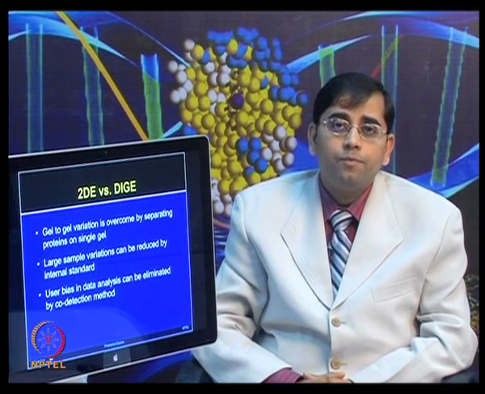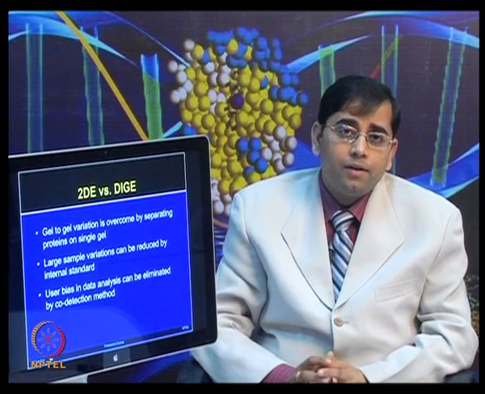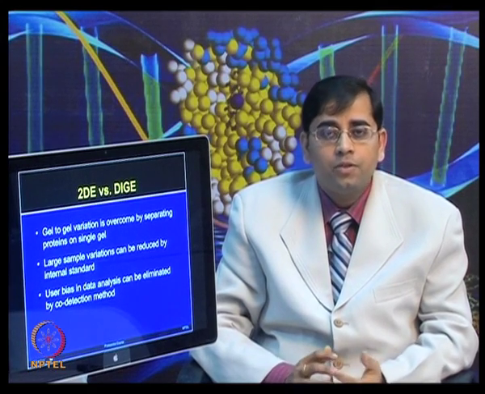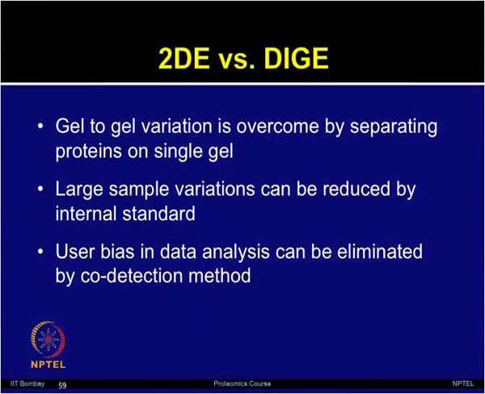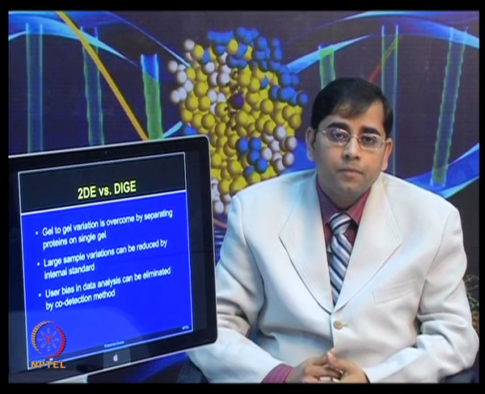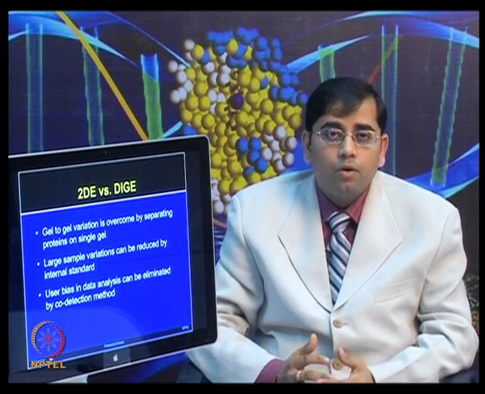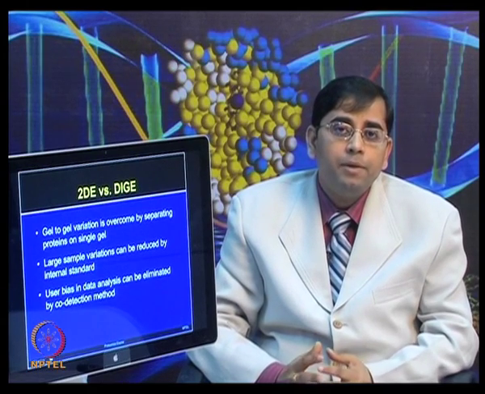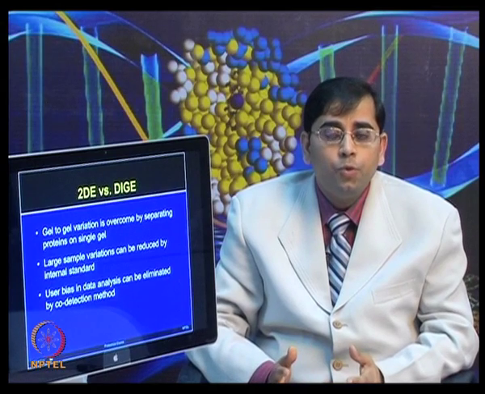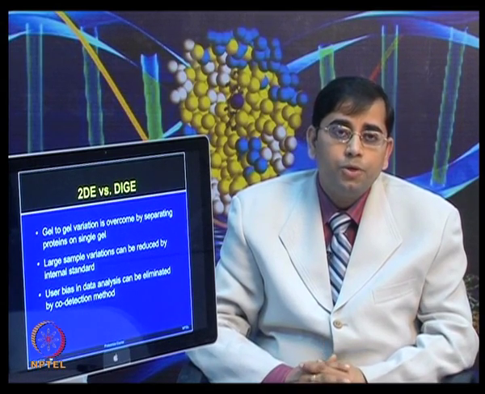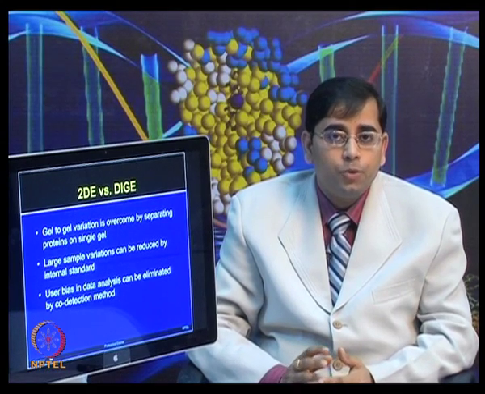Okay. So, now you have good clarity on the disadvantages of two-dimensional electrophoresis and the advantages of DIGE. Let us summarize our concepts of 2DE and DIGE. In 2DE there are gel to gel variations, which can be overcome in the DIGE method by separating the proteins on one gel. In two-dimensional electrophoresis there are large sample variations, whereas in DIGE these variations can be reduced by making an internal pool or internal standard, which gives the reference point for all the proteins.